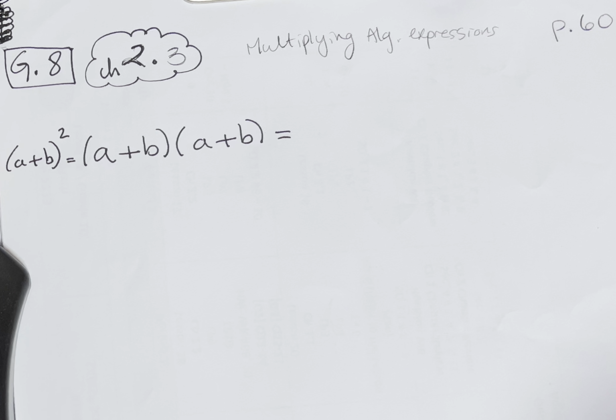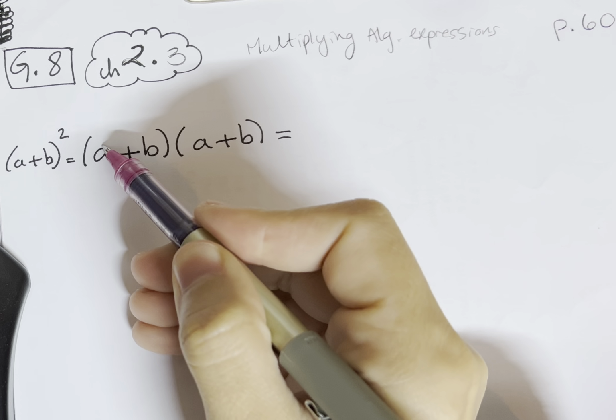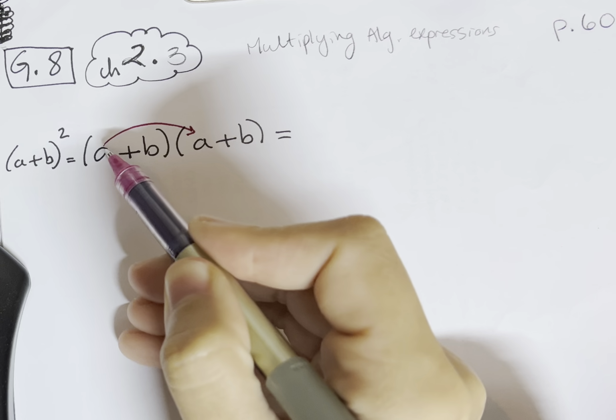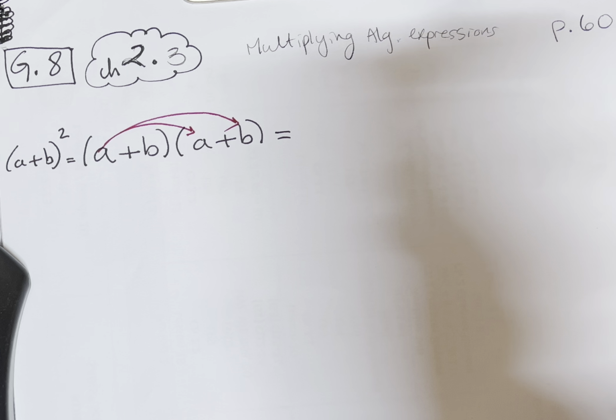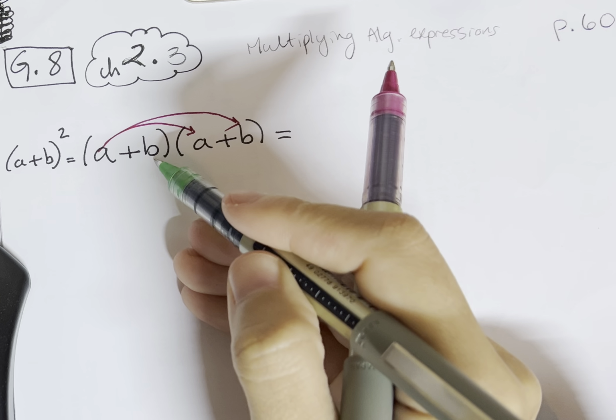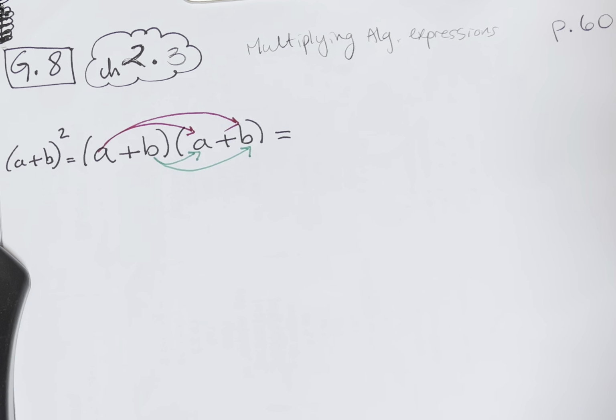Welcome back. Today in Grade 8, Chapter 2.3, Multiplying Algebraic Expressions, page 60, we will solve algebraic expressions by using the distributive property. So first of all, I have to start drawing the arrow from the first one to the first and from the first to the second. Then I will draw an arrow from the second to the first and second to the second. So from the colors, you can see the difference between them.